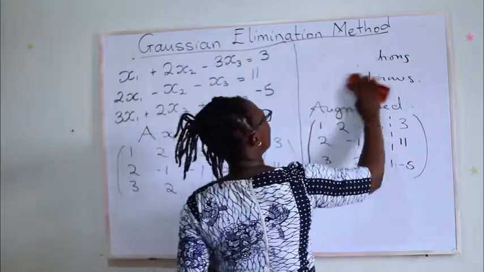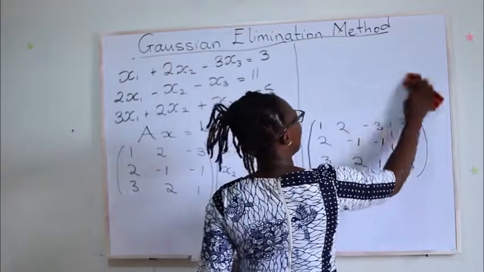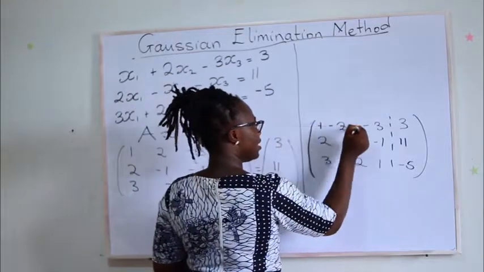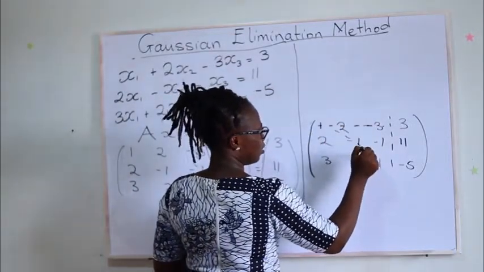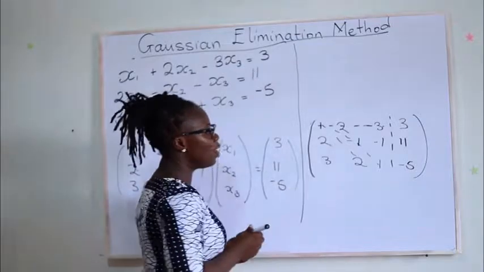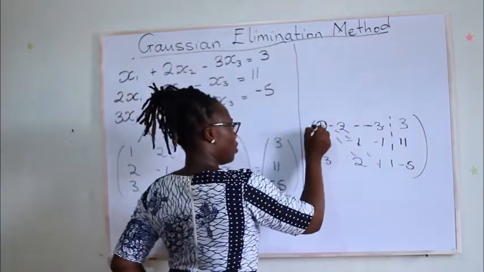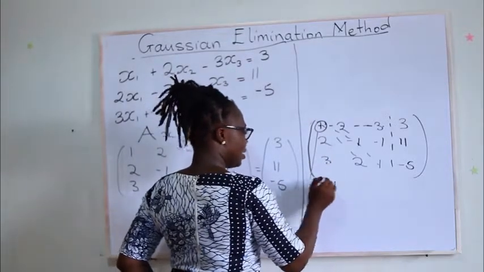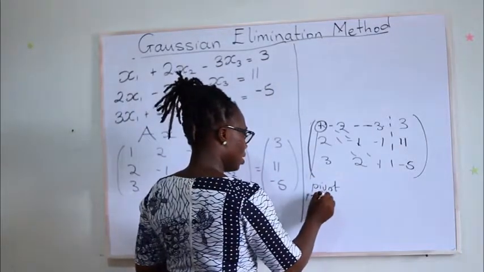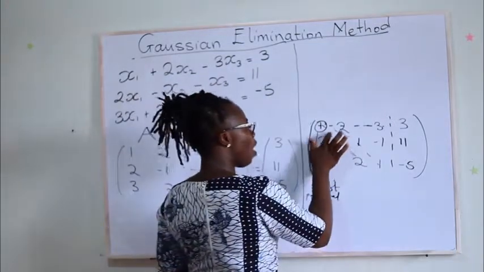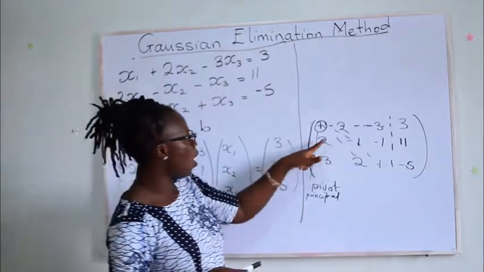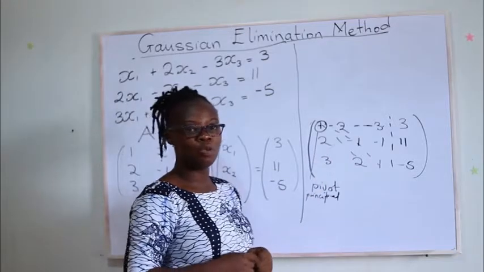So with this matrix, we want to form an upper triangular matrix. Let's say this is our upper triangular matrix. With our upper triangular matrix, this is what we call the pivots, the principal pivots. What we want to achieve is to eliminate all the numbers under the principal pivots. So I want to make all the numbers under this principal pivot equal to 0.